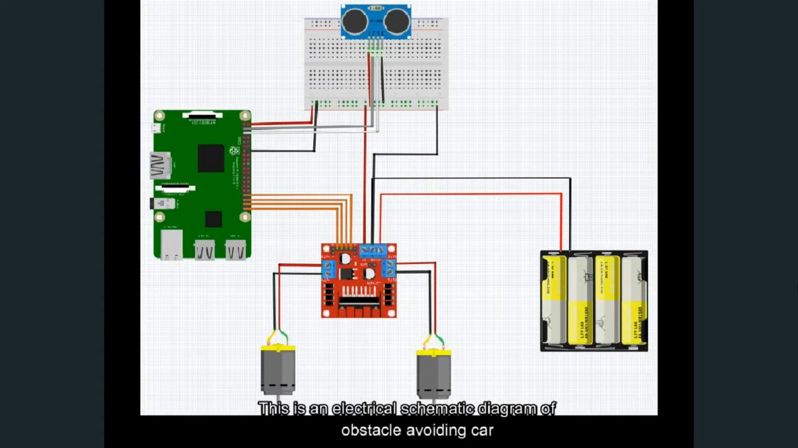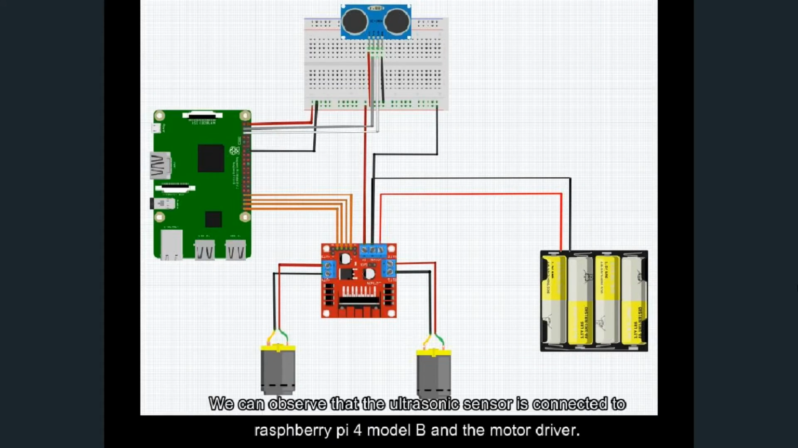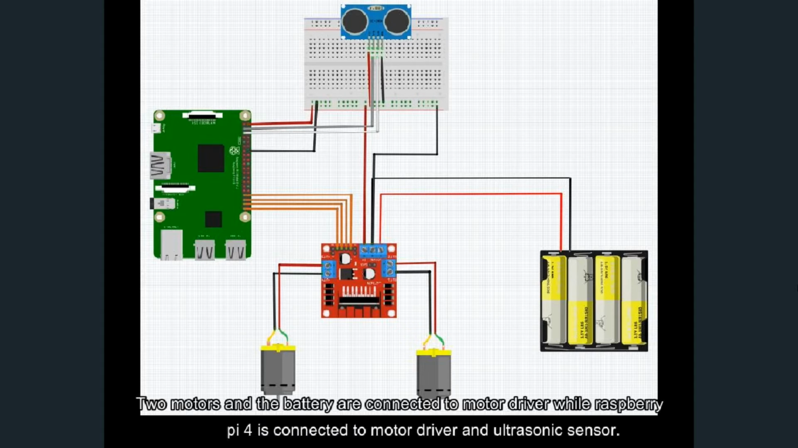This is an electrical schematic diagram of the obstacle avoiding car. We can observe that the ultrasonic sensor is connected to the Raspberry Pi 4 Model B and the motor driver. Two motors and the battery are connected to the motor driver, while the Raspberry Pi 4 is connected to the motor driver and ultrasonic sensor.